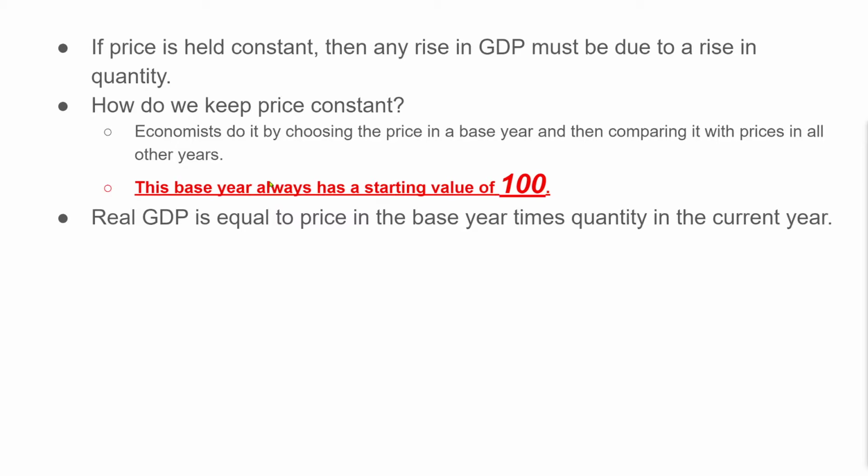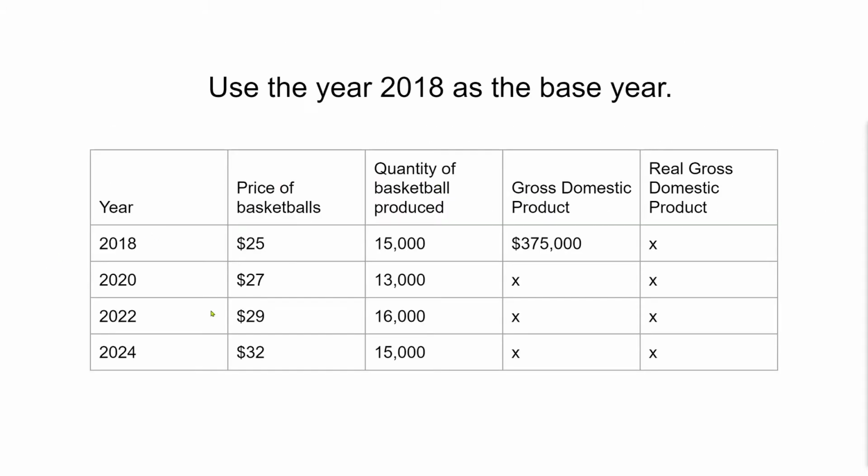Economists do this by choosing what they call a base year. That is the year they will use to compare all the other years they decide to compare. The base year is always considered to have a starting value of 100. When you get to the work, you'll see what that means. But real GDP is equal to the price of the base year times the quantity in the current year. Again, this will make more sense here.